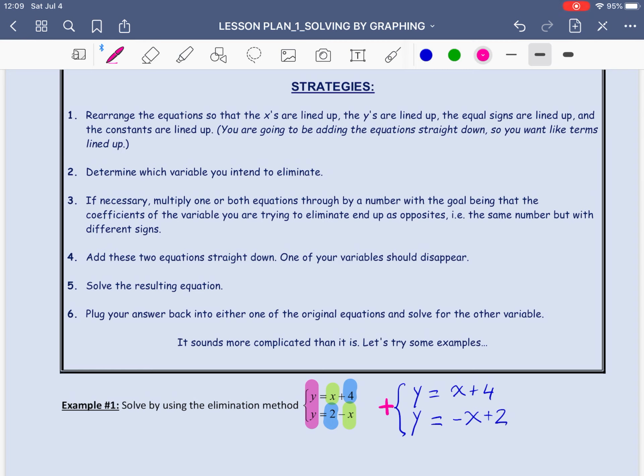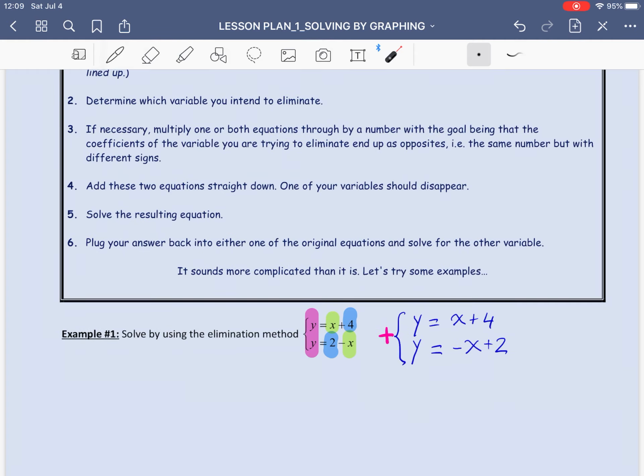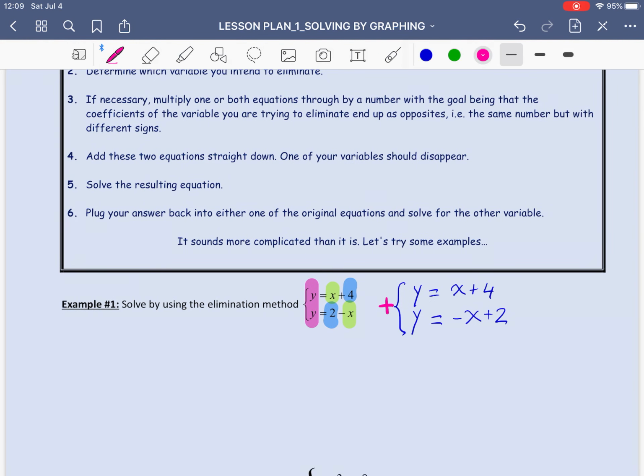Now, this is when I start thinking, if I added the two equations, then y plus y is 2y, so the y variable won't be eliminated. x plus negative x is 0x, so the x is eliminated. That's what I wanted to do. So I would say that adding the two equations together will help me eliminate the variable x. Okay, and my next step is physically adding the two equations.